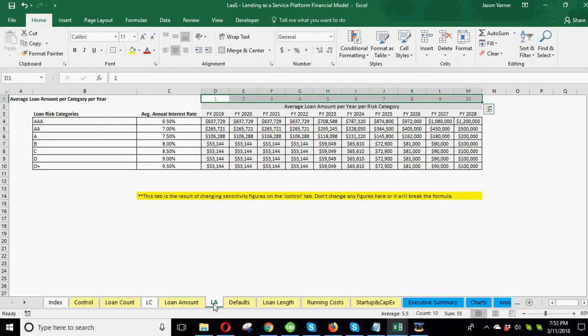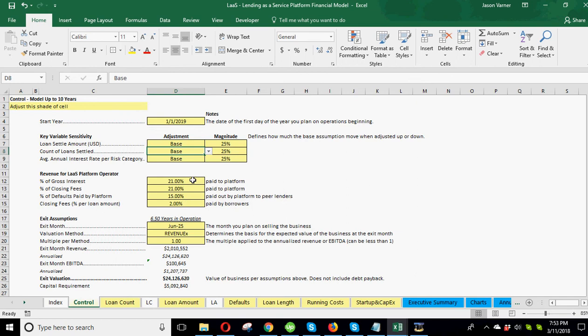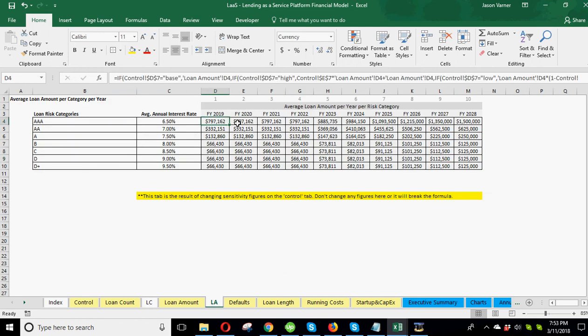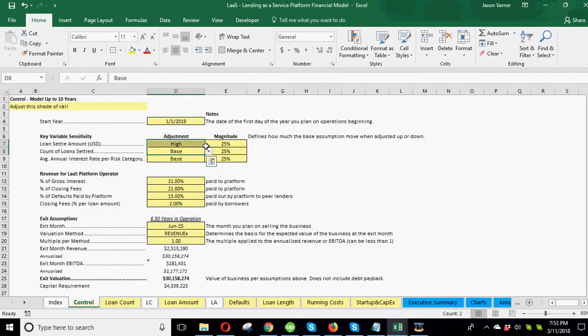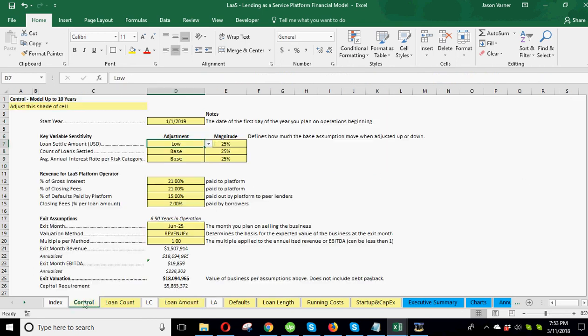Okay, so then we have loan amounts here. So this is C637, 637. Let's update that. If we put this annual loan amounts up higher, it should be higher than 637, and there it is, 797. Or we could go low, and 478. And that's a nice way to just, with one click of a button, adjust all the assumptions from what the base is.